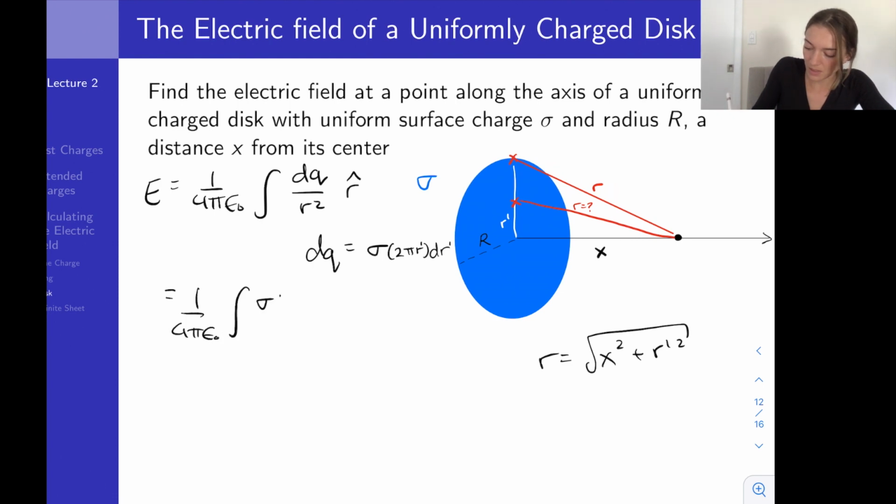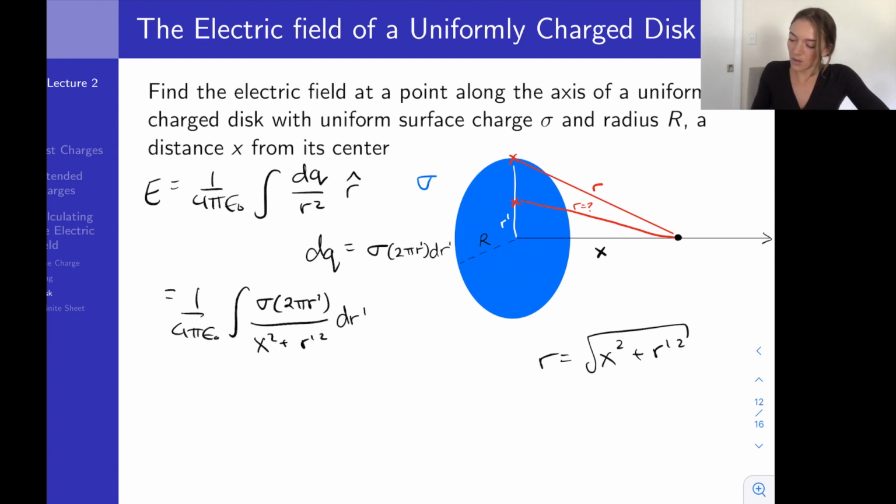So I have sigma 2 pi r prime, my variable of integration, over x squared plus r prime squared, and then that's all squared. And then I have dr prime. And now, again, how do I deal with my r hat? You can guess that the same thing's going to happen again, where our y components are going to cancel, and our x components are the only things left.